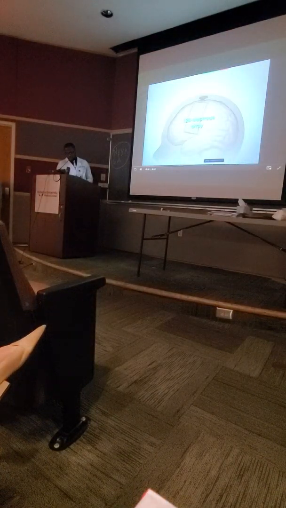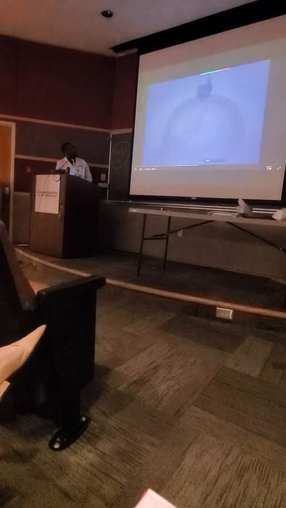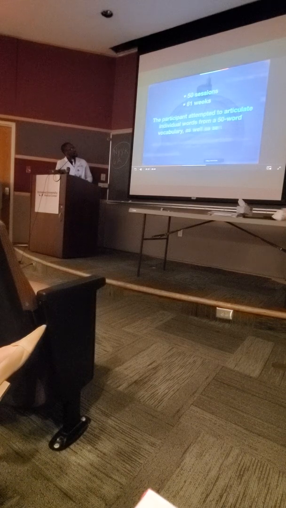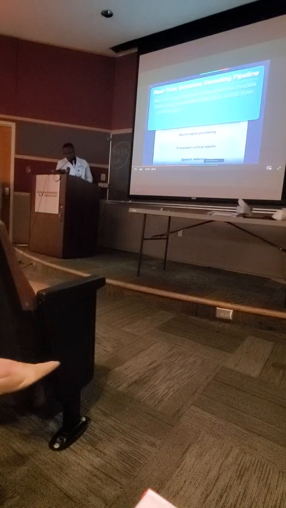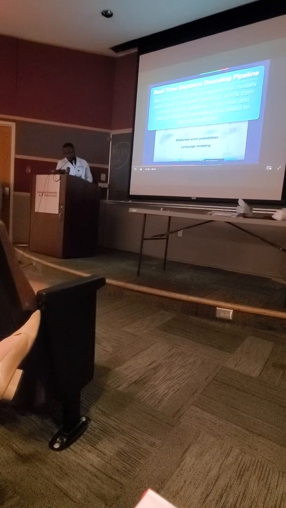A high-density 128 electrode array was implanted in the participant's subdural space, where it acquired neural signals from cortical regions involved in speech processing as he attempted to speak. Recorded signals were transmitted to a real-time processing system via a detachable link. During 50 sessions over 81 weeks, the participant attempted to articulate individual words from a 50-word vocabulary, as well as sentences using those words. Machine learning and computational models were used to decode individual words from cortical activity patterns in real time, and natural language modeling was added to decode sentences.